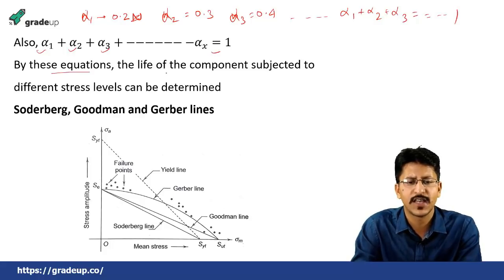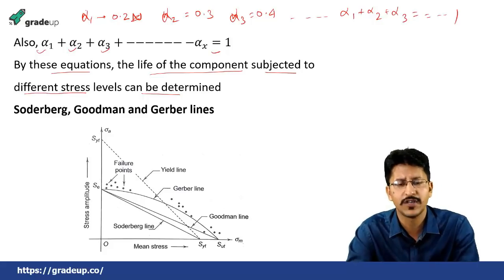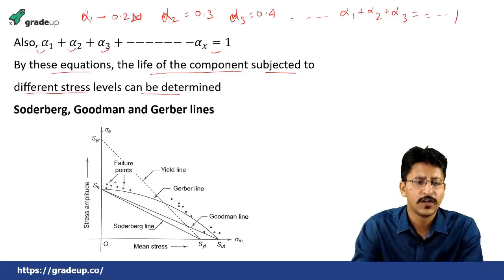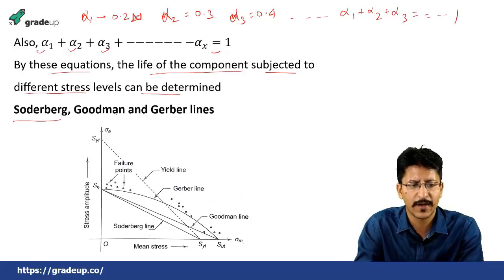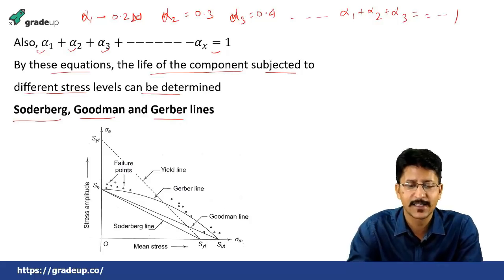So by these equations, the life of the component subjected to different stress levels can be determined. This was all about the cumulative damage in fatigue. Now comes the three lines that I was talking about. The first one is the Soderberg, second is Goodman, and third one is the Gerber lines. Now you pause this video for a minute or two and just carefully draw all these lines.